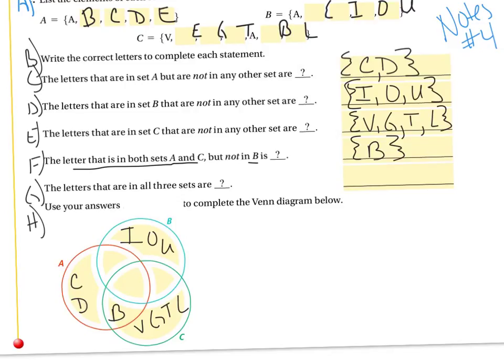Now, what letters are in all 3 sets? Well, all 3 sets is the letter A, and it's the letter E. So A and E go in the middle because this location is in all 3 sets.